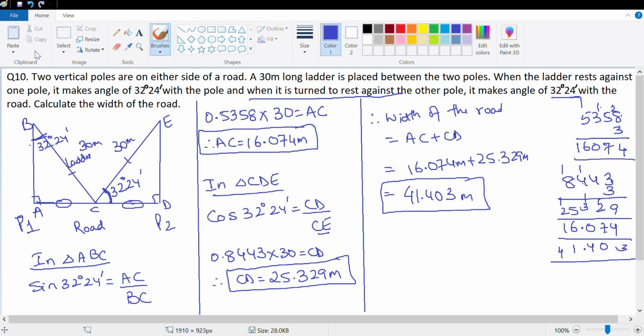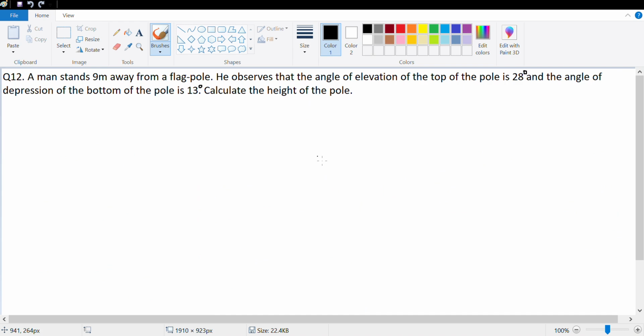Let's look at the next question. The next question that we're doing is question number 12. Question number 12 says a man stands 9 meters away from a flagpole. He observes that the angle of elevation of the top of the tower, top of the pole is something, and the angle of depression of the bottom of the pole is something. So this man has a height then, basically. Perfect, because he's looking at something which is higher than him, and he's looking at something which is at a point which is lower than him.